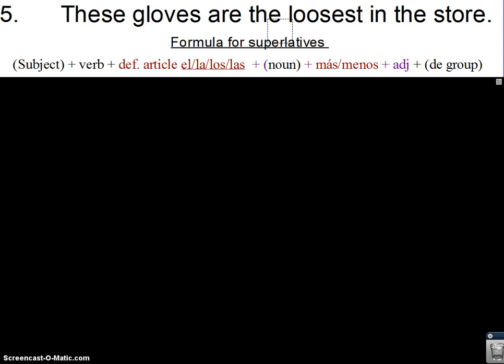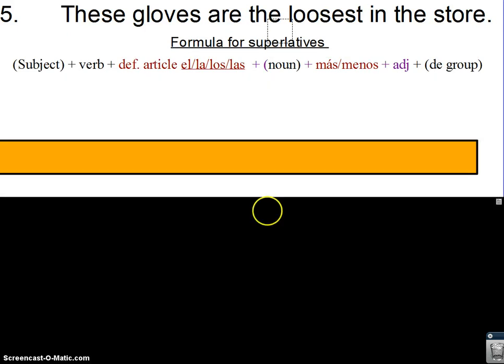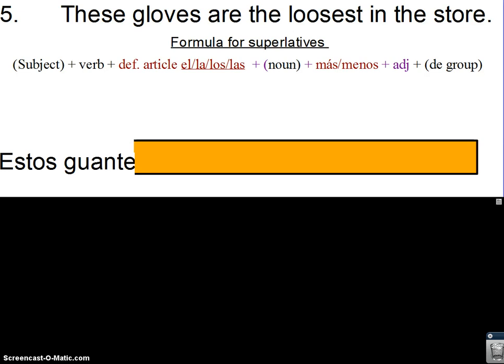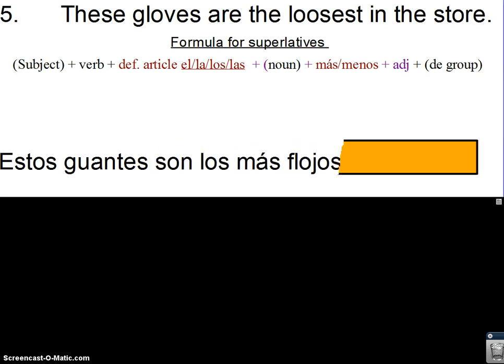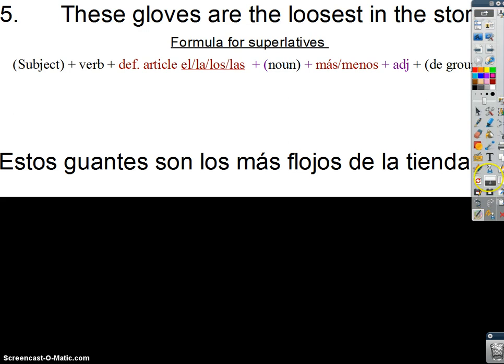Number 5. These gloves are the loosest in the store. Is this a comparative or a superlative? Loosest, E-S-T, equals a superlative. Therefore, we would use our superlative formula, or we would just think of how we're actually saying it. In Spanish, we say these gloves are the most loose. Estos guantes, because that's masculine, are the most loose, all matching guantes, los guantes, in the store.